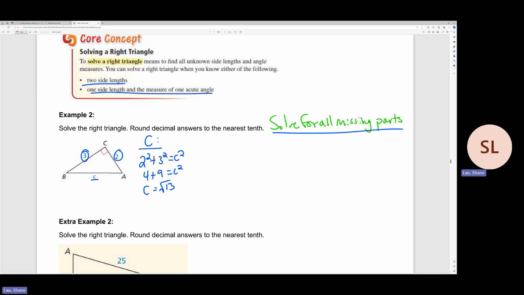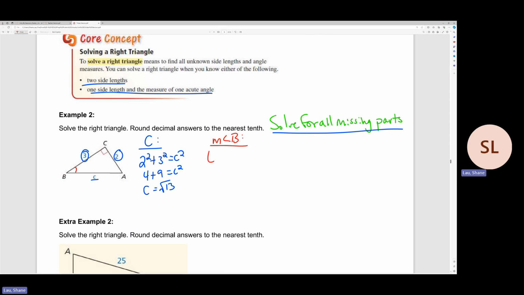For the measurement of B, right, I know I have 3 and 2. Well, now I know what C is, but C is a radical. I don't want to use a radical to solve for this stuff. Let me just use the ones that I already have. So if I'm looking at this angle B here, then I know that the 2 here is my opposite, right? Because it's directly across from my angle. And 3 is my adjacent. It's right next to my angle here. And it's not the hypotenuse.